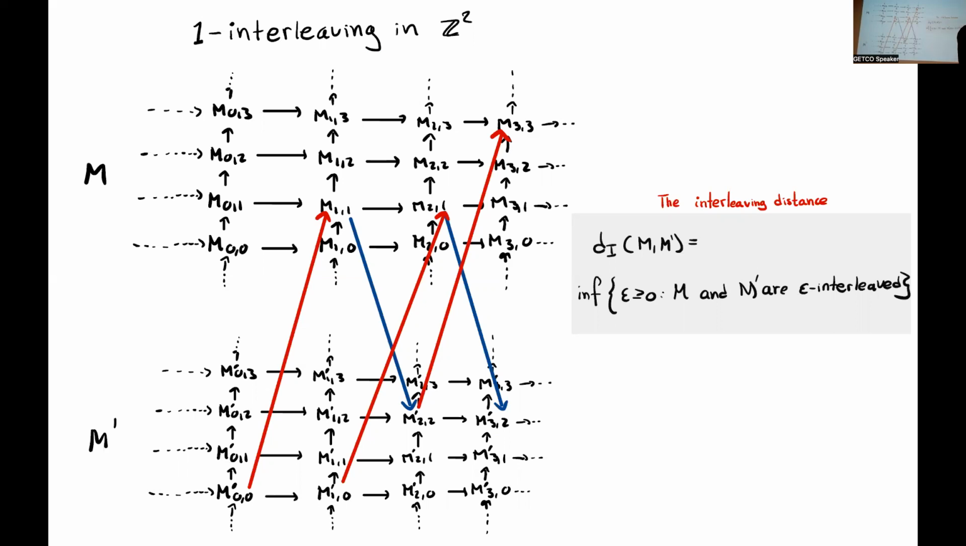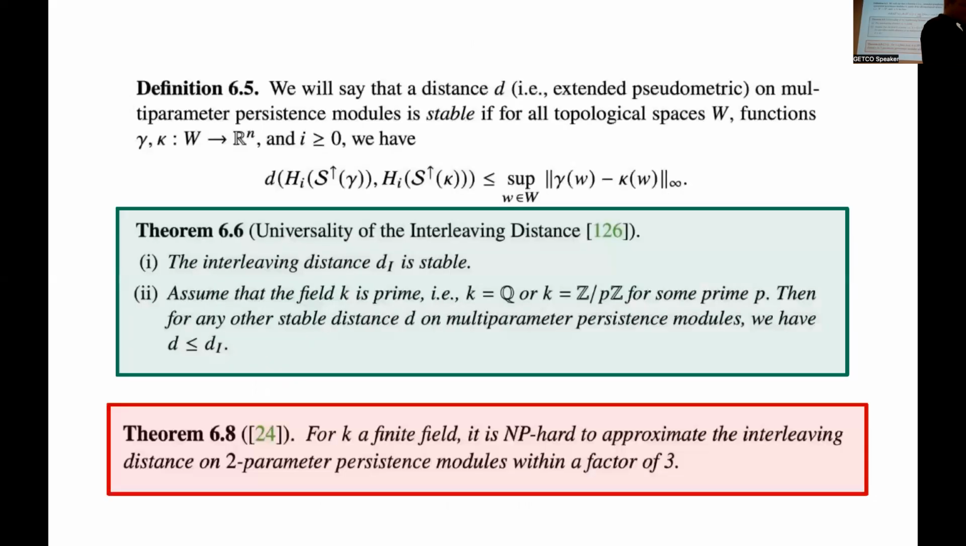Okay. And assuming you will now deduce what the two-interleaving and even an epsilon-interleaving should be for R^n-indexed modules. And then we define the interleaving distance to just be the smallest epsilon again, such that M and M' are epsilon-interleaved. Okay.